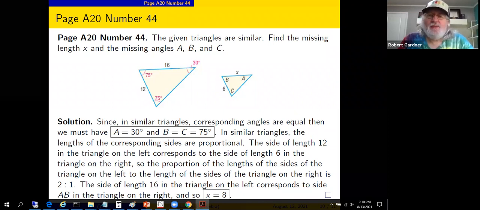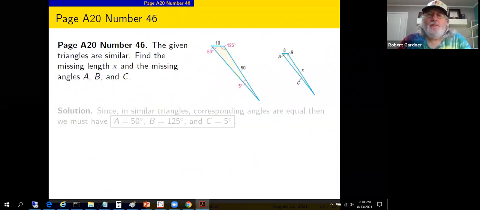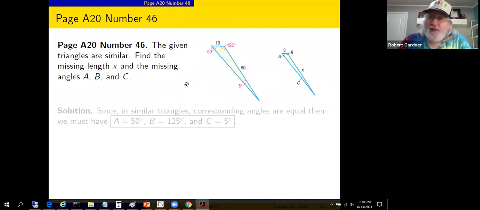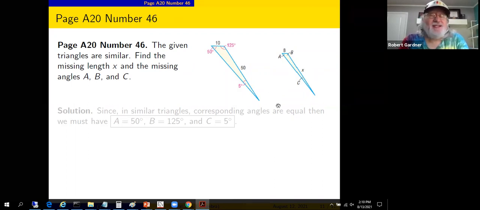And another one quite similar. These two triangles are similar. You're told to find the angles A, B, C and the side x. And it's almost identical to the previous example. Conceptually, they're the same. The numbers are different. The shapes of the triangles are different, but the concept is the same.